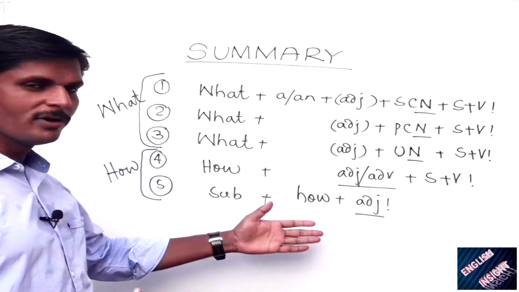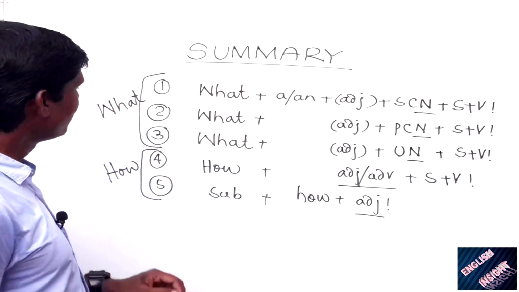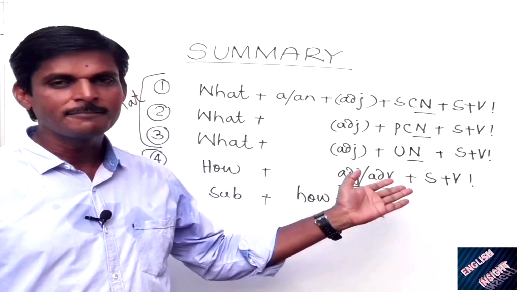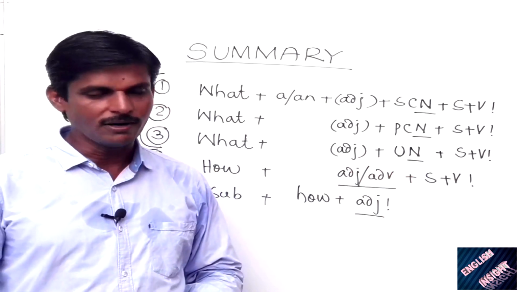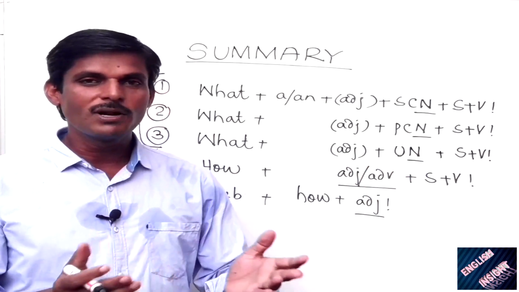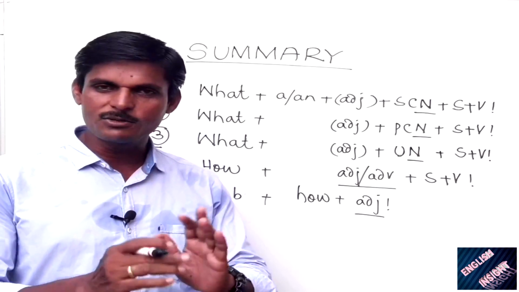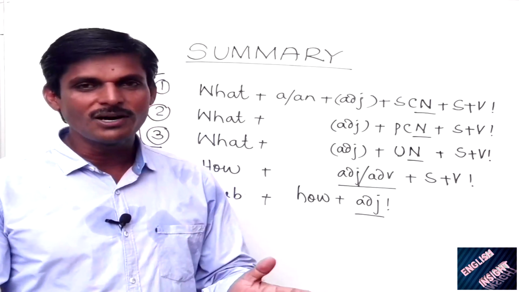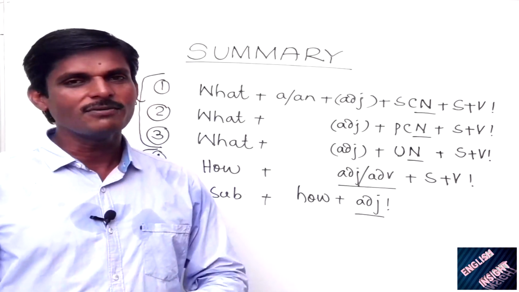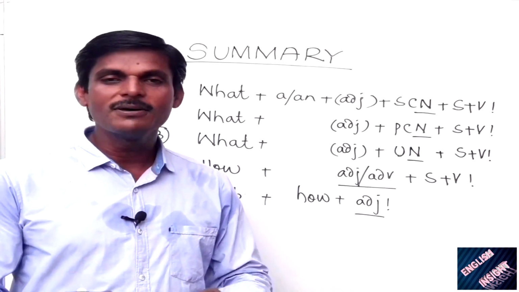You can take a screenshot here for better understanding, to memorize forever. Rule number 1 is what plus a/an plus adjective, bracketed here, plus singular countable noun plus subject plus verb. Rule number 2: what plus adjective, bracketed here, plus plural countable noun plus subject plus verb. Rule number 3: what plus adjective, bracketed here, plus uncountable noun plus subject plus verb. Number 4: how plus adjective or adverb plus subject plus verb. And the last one, number 5, is subject plus how plus adjective.